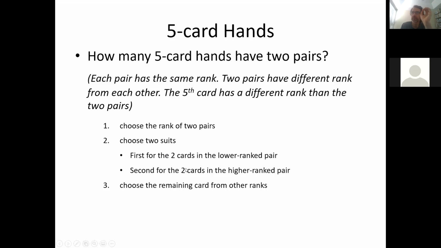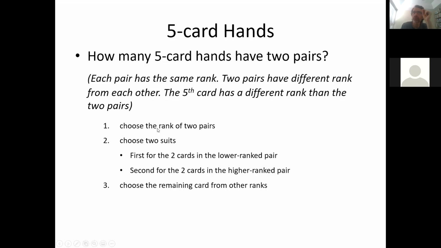And then these 2 processes are independent and are always well defined no matter how you choose these, because there is always going to be the lower one and the higher one. If you don't get this quite right, you might overcount by a factor of 2. You might think that you're choosing each of these ranks.